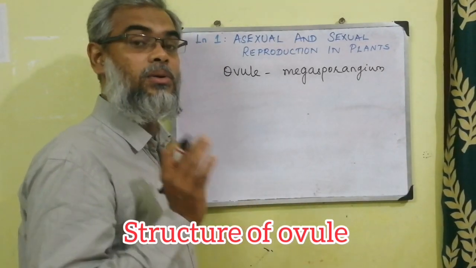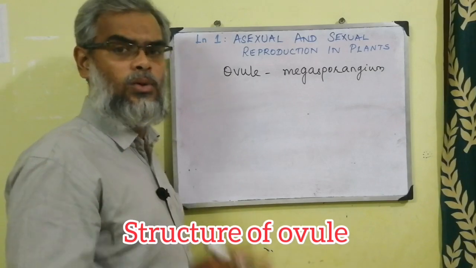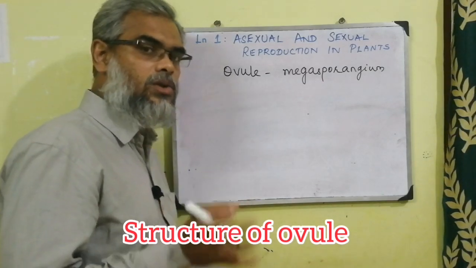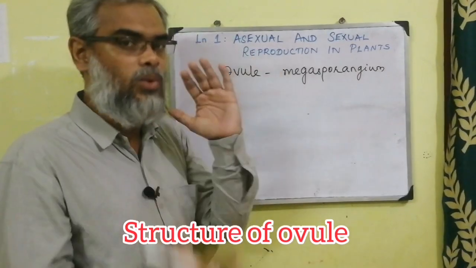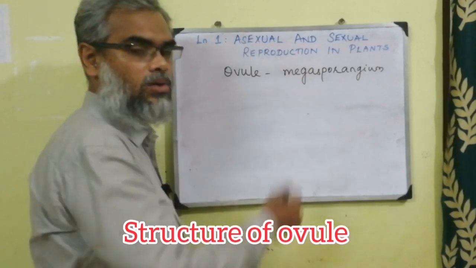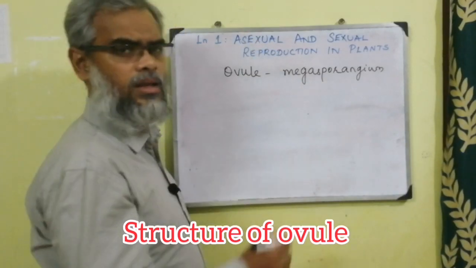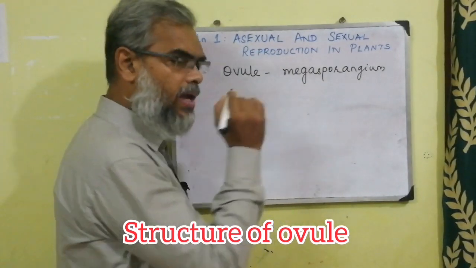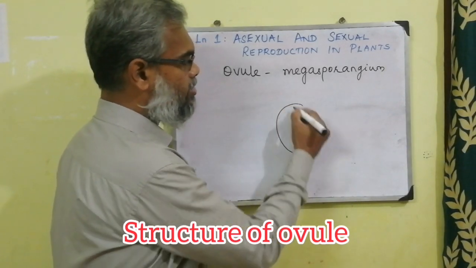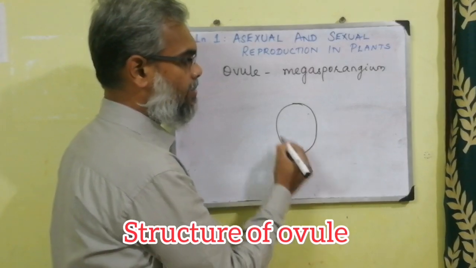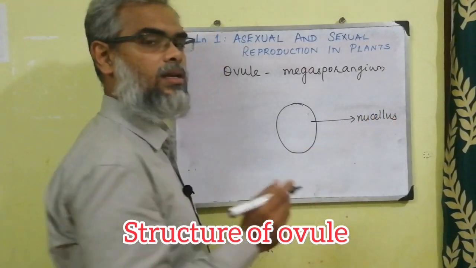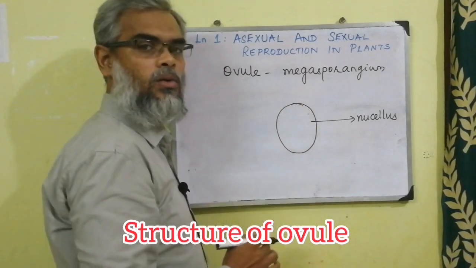Now let's discuss the structure of the ovule. I know very well that you would have studied it in your 10th standard. Actually, the diagram given in your book is inverted, but as we are following the same, let's go through the same thing. The main part of the ovule is said to be the nucellus.